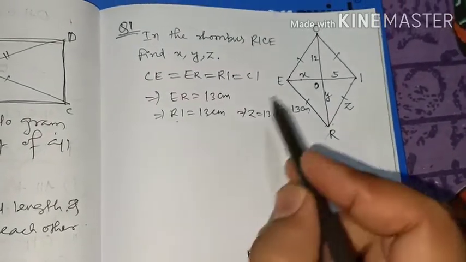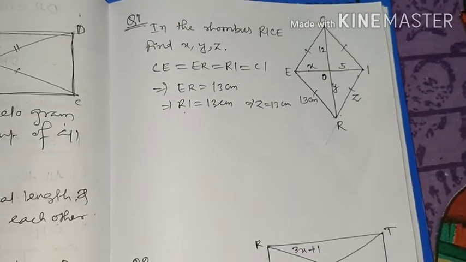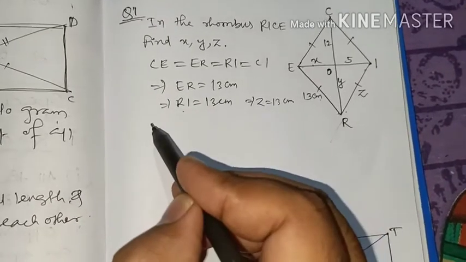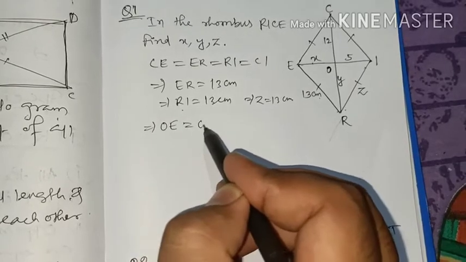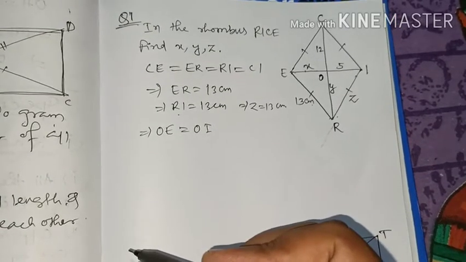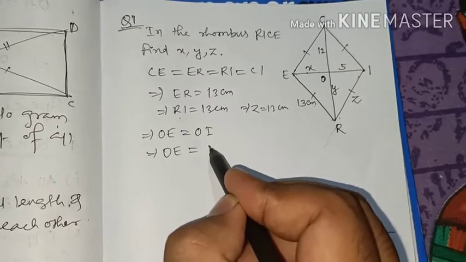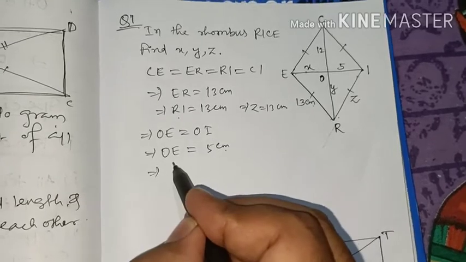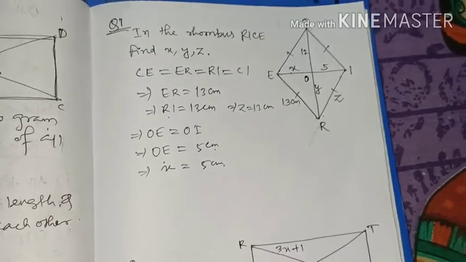Again, you know that the diagonals of a rhombus bisect each other. So you can say that OE is equal to OI. So OE is equal to the value of OI, that is 5 centimeters. In place of OE it is written X. So X is equal to 5 centimeters.